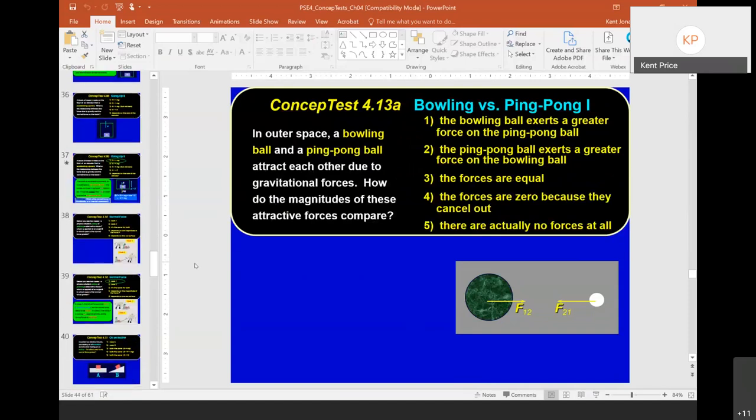Okay, in class we talked about two people attracting each other gravitationally. Well, a bowling ball and a ping pong ball also attract each other gravitationally, not with a very large force, of course, but they do attract each other gravitationally. The question is, how do the forces compare?